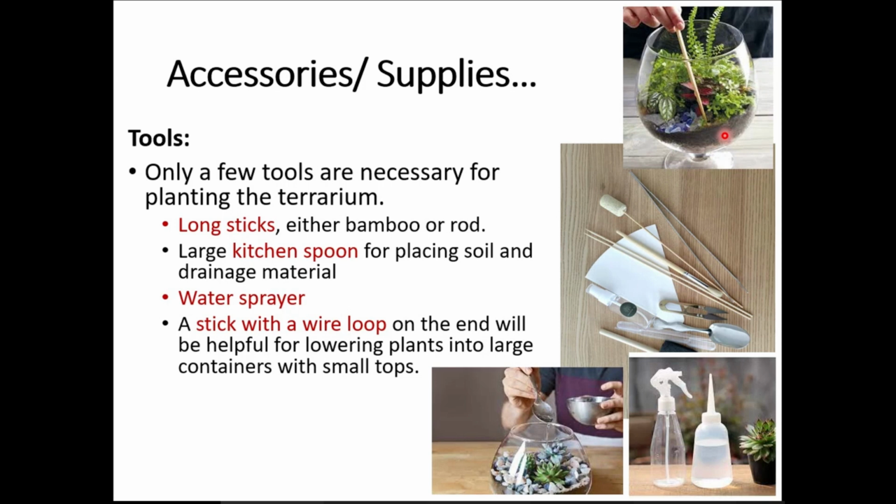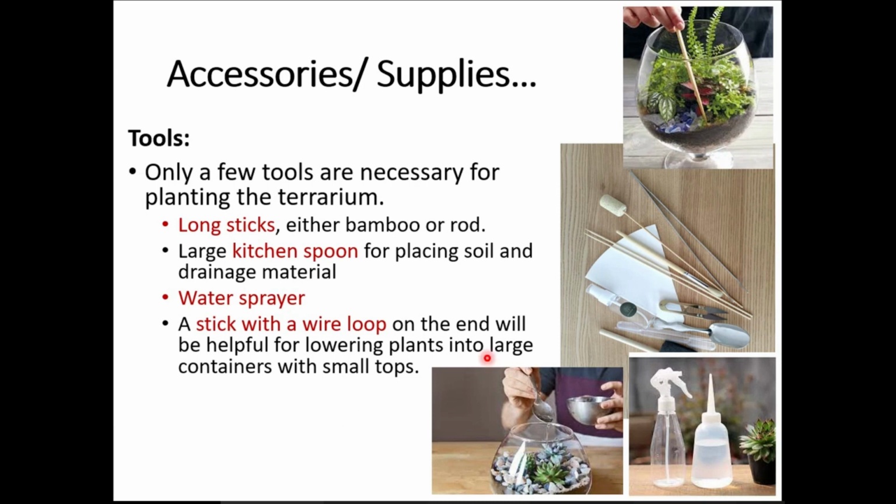A large kitchen spoon is used for placing soil and drainage material. Generally, for any soil or water, you should not pour forcefully. You should use a large spoon, and if you put soil or white sand, use the spoon. And water sprayers: like this you can use water sprayers. You should not pour the water, you just have to spray the water.